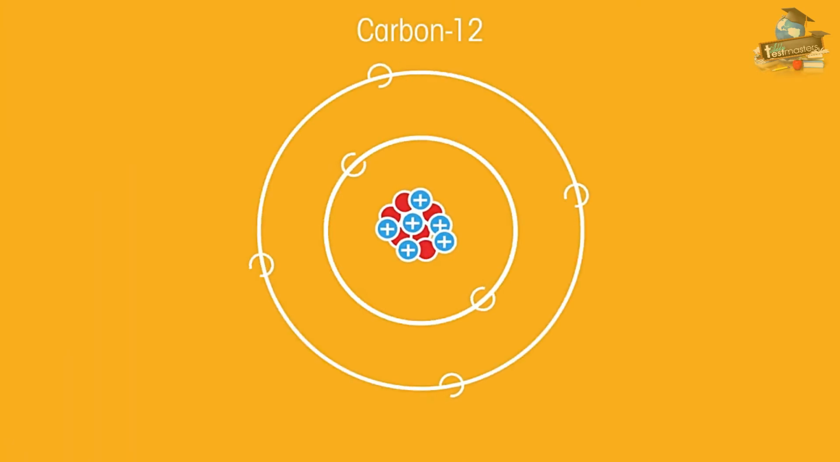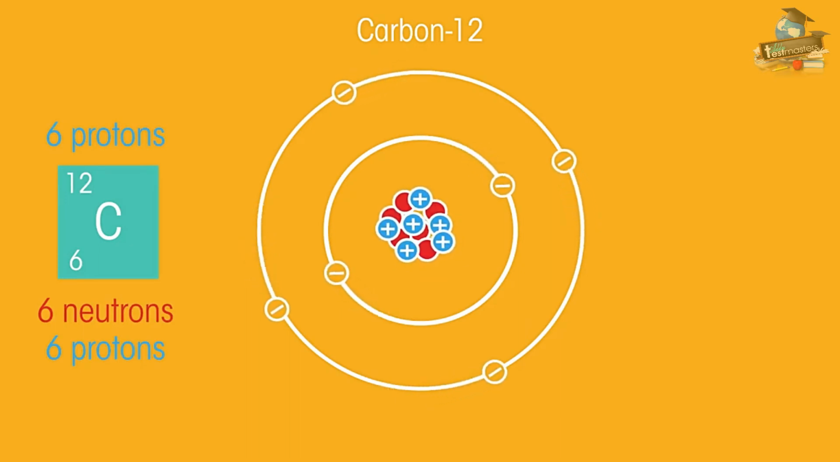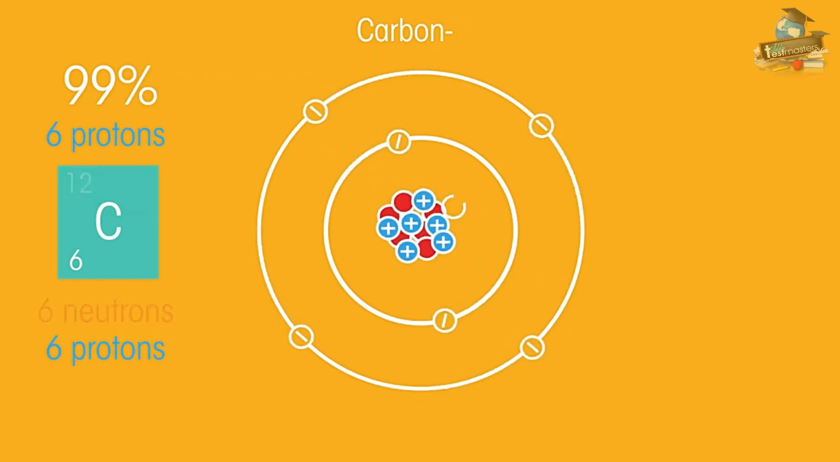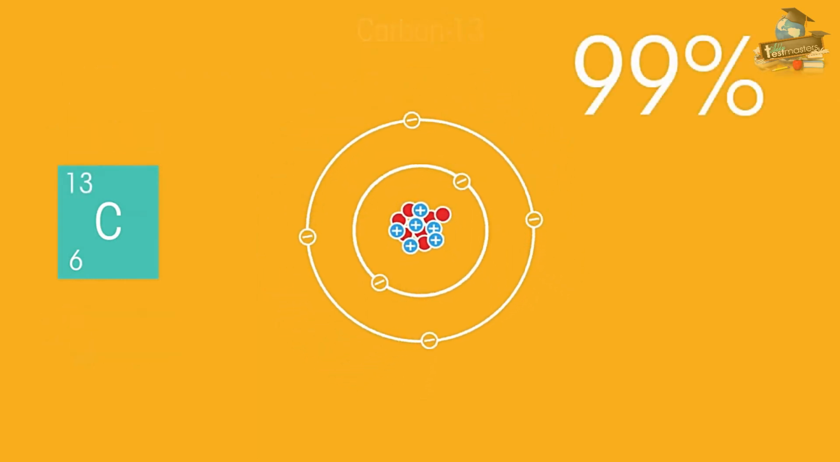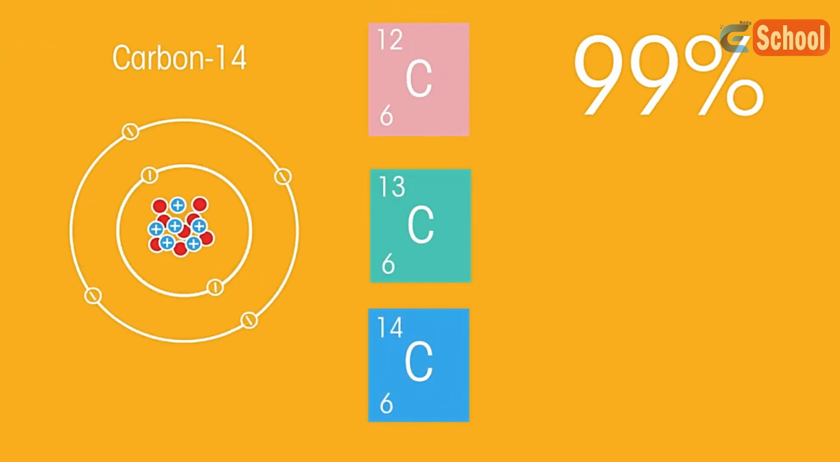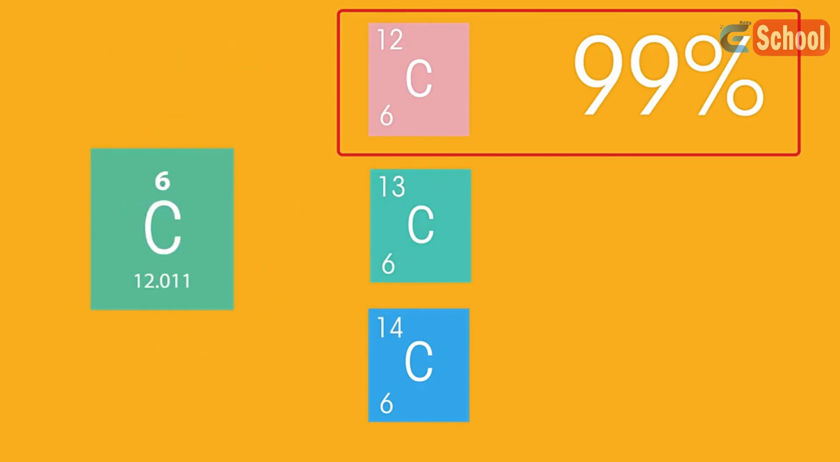For example, around 99% of carbon atoms have 6 neutrons, which means about 99% of them have a mass number of 12, but around 1% have an extra neutron. We call this isotope carbon-13. And there is carbon-14, which is even rarer, with 8 neutrons. Because most of the carbon isotopes have a mass of 12, but some have 13 and even fewer have 14, this is why the mass number on the periodic table is just a little higher than 12. Only very precise measurements can show this.